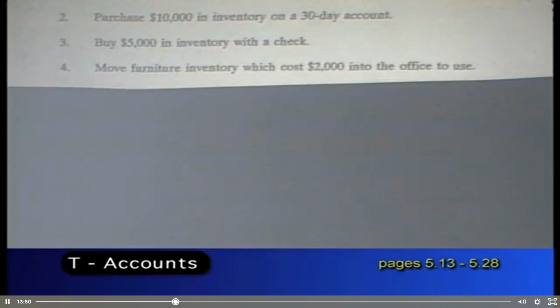We move furniture inventory, which cost $2,000, into the office to use. So we had some stuff, some desk and chair, that we intended to sell at one time, but then we decided we liked it so much we put it in our office to use it. So we took the price tag off of it and moved it back there. Okay, think, what did we get and where did it come from?